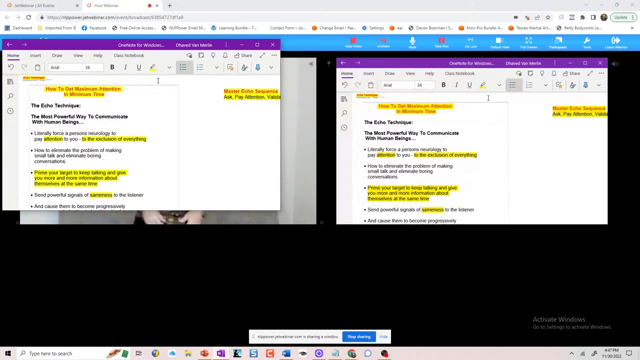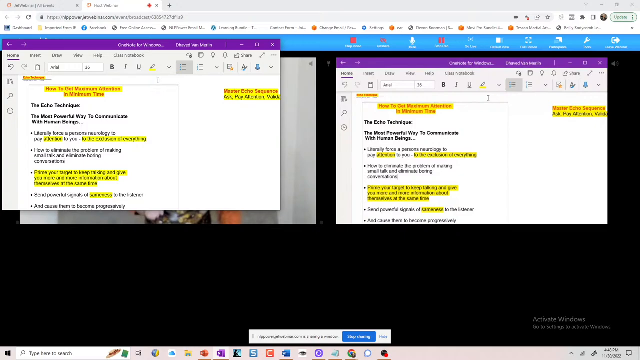First and foremost, it's the most powerful way for one human being to communicate with another human being, period. And I challenge anybody out there to come up with a single technique that has the same amount of gravity and power over the nervous system as this. Maybe the emotional bonding checklist, but 90% of the emotional bonding checklist are the words that just came out of their mouth, which is exactly the echo technique. This technique literally forces a person's neurology to pay attention to you. Okay?